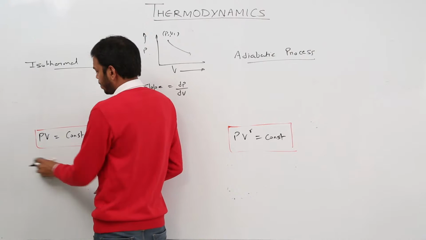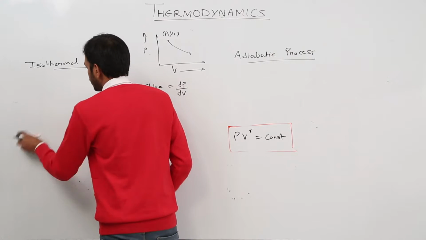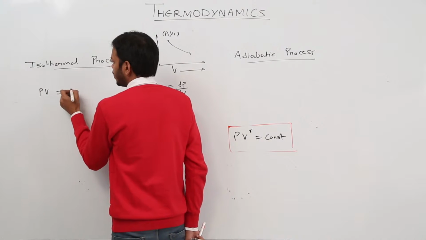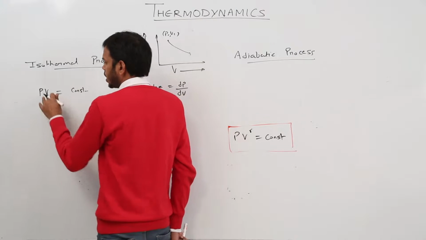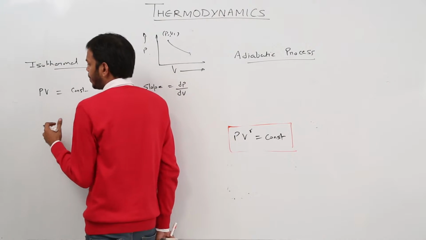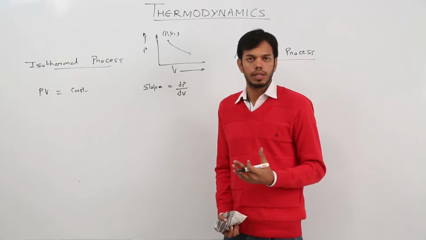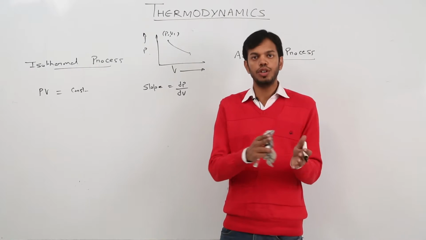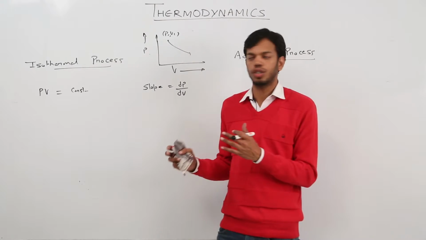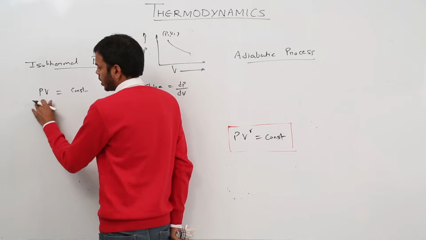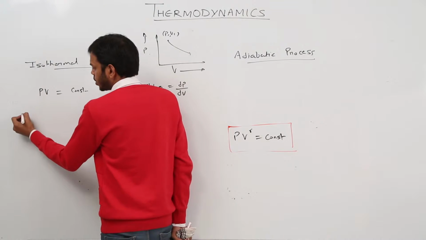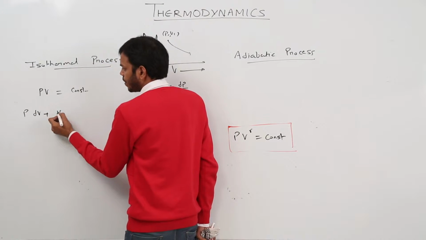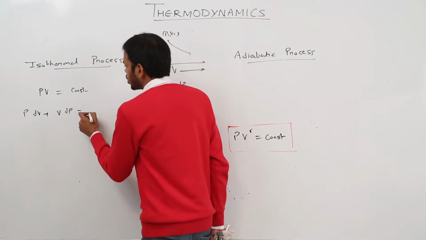I'll start with PV is equal to constant, differentiating both sides. Now, both P and V are variables, so we are differentiating a product of two functions. That is first function into differentiation of second plus second function into differentiation of first. That's the product rule. So P times differentiation of second, that is dV, plus V times differentiation of first, that is dP. Differentiation of a constant is 0.